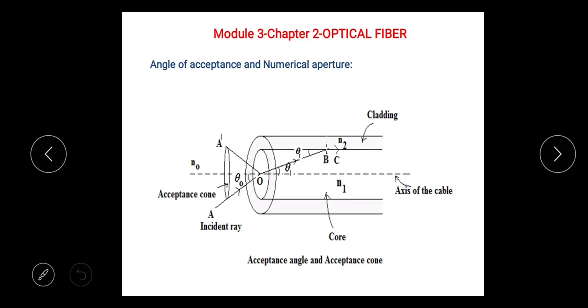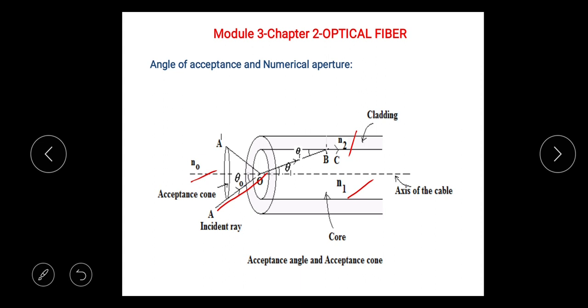See this diagram. Here N0 is refractive index of surrounding medium, N1 is refractive index of core and N2 is refractive index of cladding, which is shown here. Consider a ray of light AO which is made to be incident on the point O, which is present on the axis. This is the fiber axis which is shown in dashed line. So this is that incident ray.